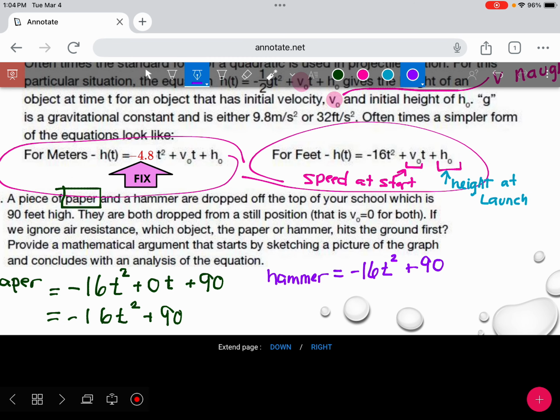They're 100% exactly the same. Does that make sense for a paper and a hammer to have the exact same equation and fall like that? What do you think? Those equations are exactly the same. Why? Say it loud. Gravity's the same. Because gravity's the same.